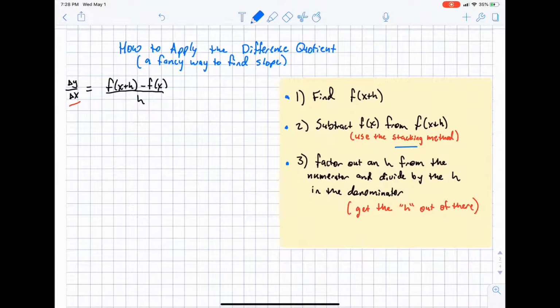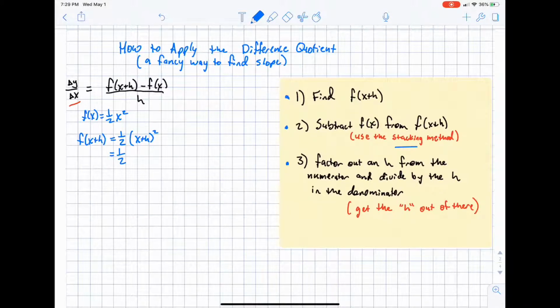So, if you remember, our original function was f of x equals 1/2 x squared. So, first thing I want to do is find f of x plus h. Well, what does that mean? Well, anywhere in my original function that I have an x, I'm going to replace that with an x plus h. So now let's simplify that.